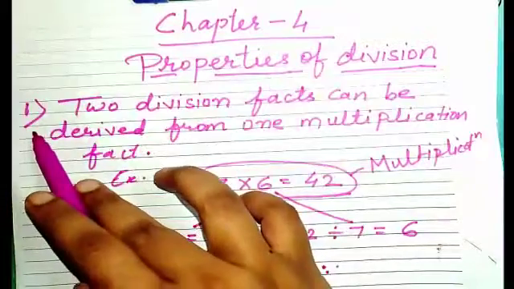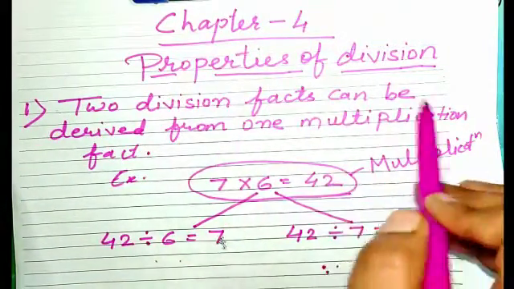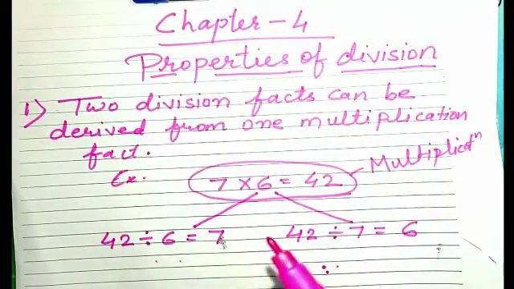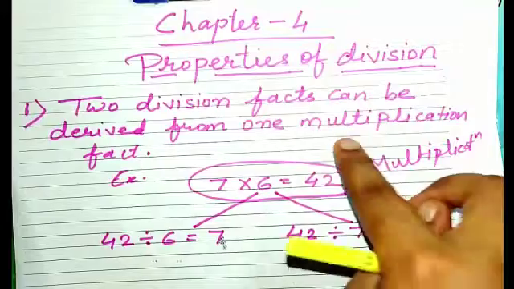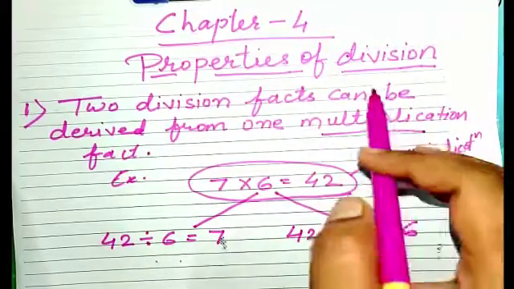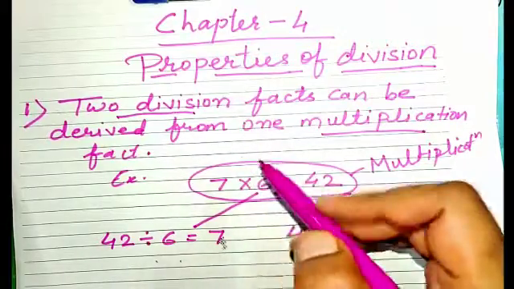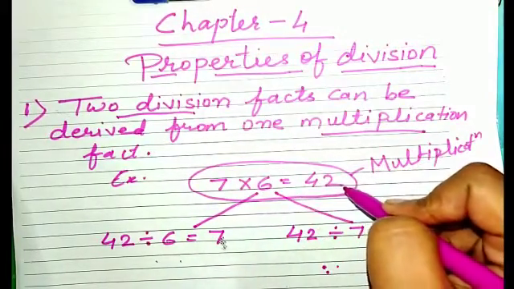So your first property is that two division facts can be derived from one multiplication fact. What is your first property? That from one multiplication fact we can derive two divisions. We'll see one example: 7 into 6 is equal to 42.